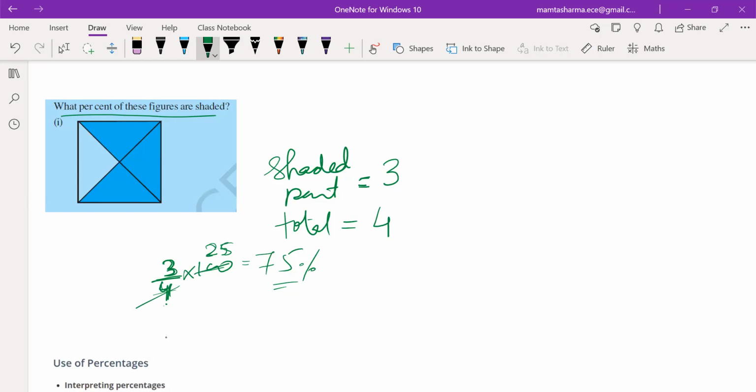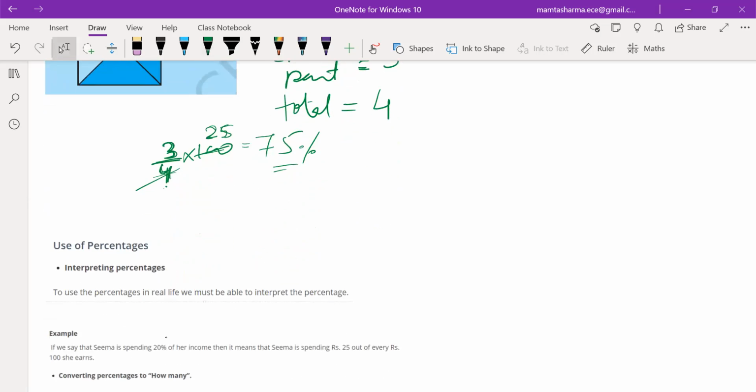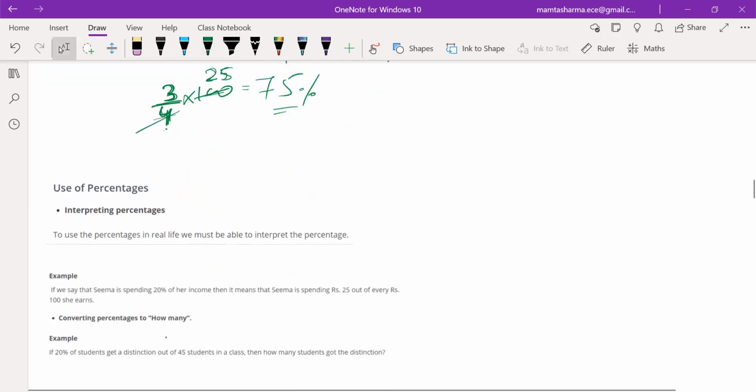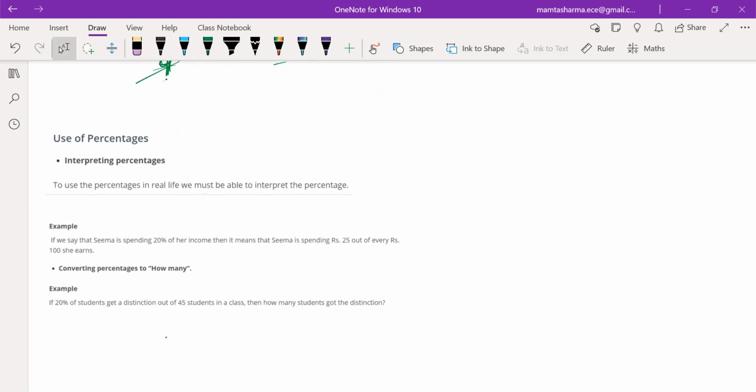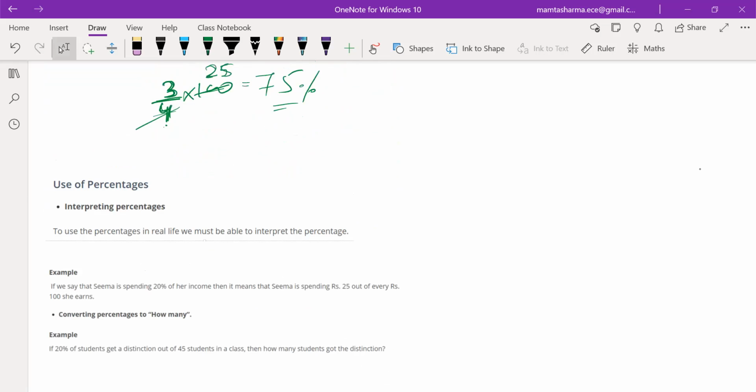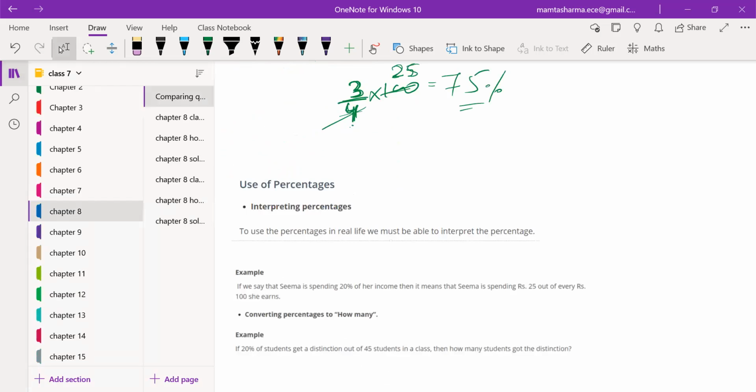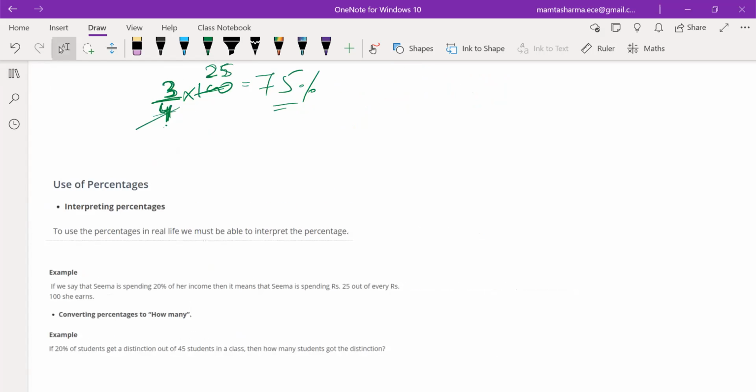Okay. Clear? Yes, ma'am. Now we can discuss your problem. Ritvik, tell me, what is your doubt? The use of percentage we will do in the next class. So we can discuss any paper or any doubt now. Yes, ma'am, I'll just open the paper and ask the doubt.